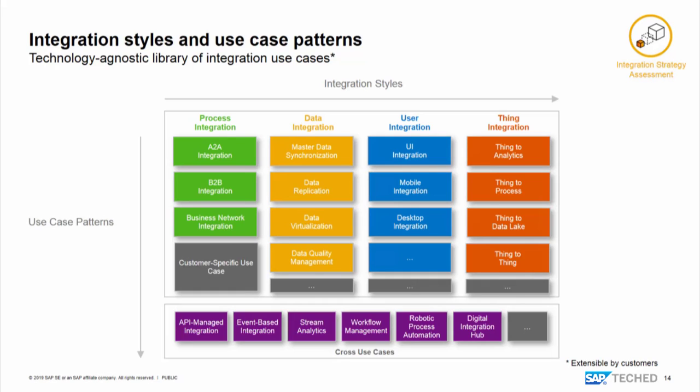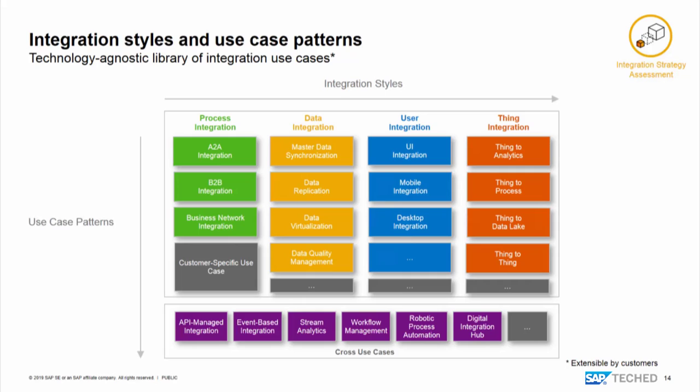What you can also see below are so-called cross-use case sections, where we have use cases that go across process, data and user, like API management or API managed integration. You can use it for a process, but also for a user-centric integration scenario, as one example. There we have patterns like event-based integration, and robotic process automation as a new upcoming pattern.